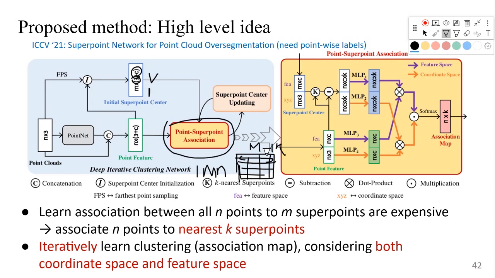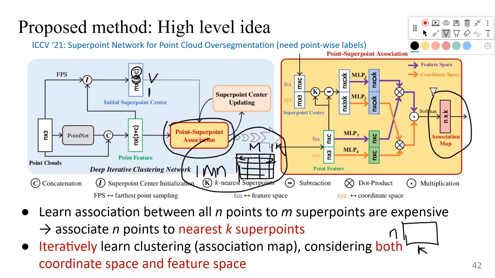So instead of doing that, this paper only considers, for every point, the nearest k superpoints. So instead of capturing the full matrix, we capture this association map, which is n, the number of points, by k, the k nearest superpoints of every point. This is what we want to capture at the end of this network pipeline.